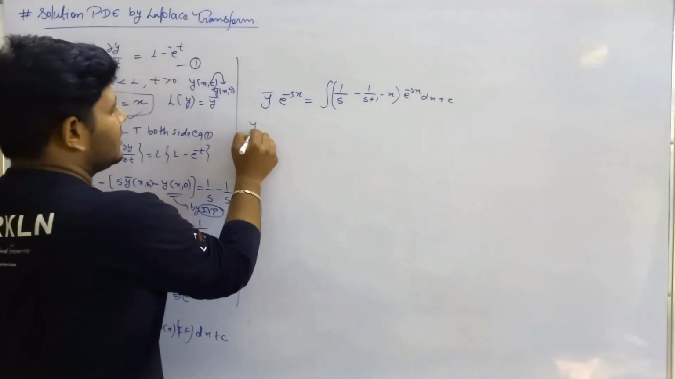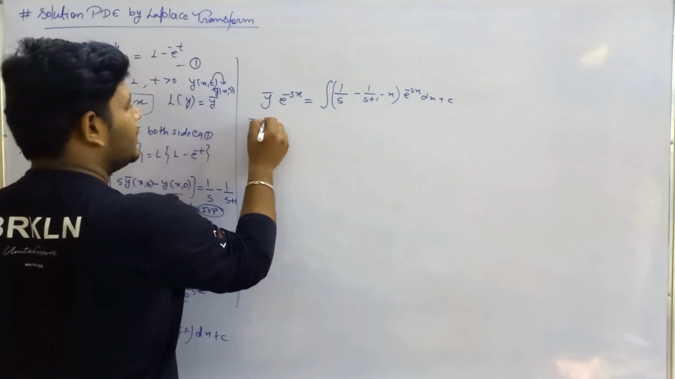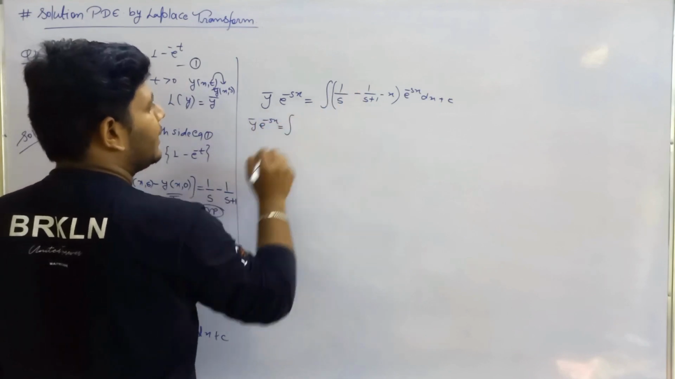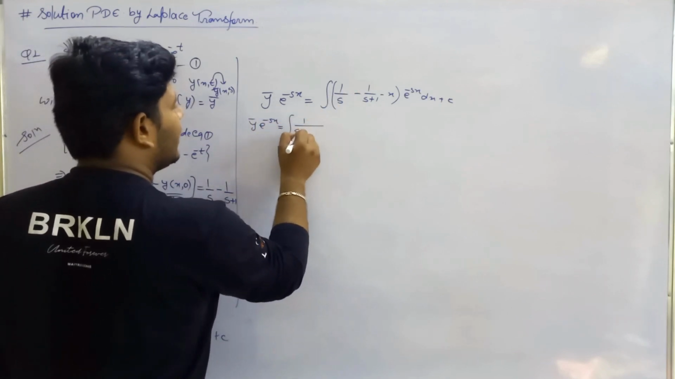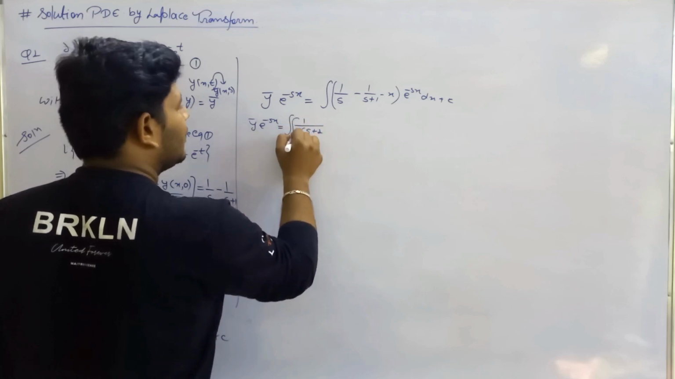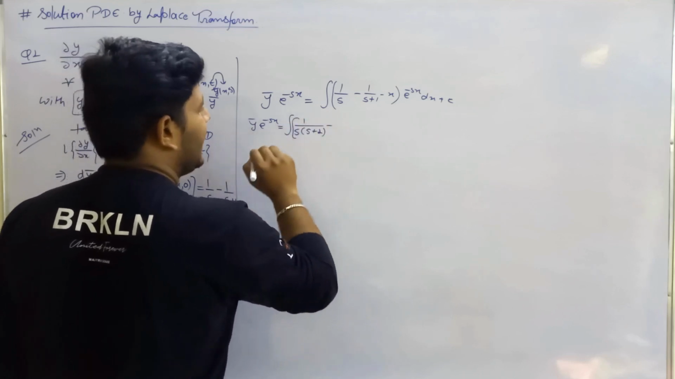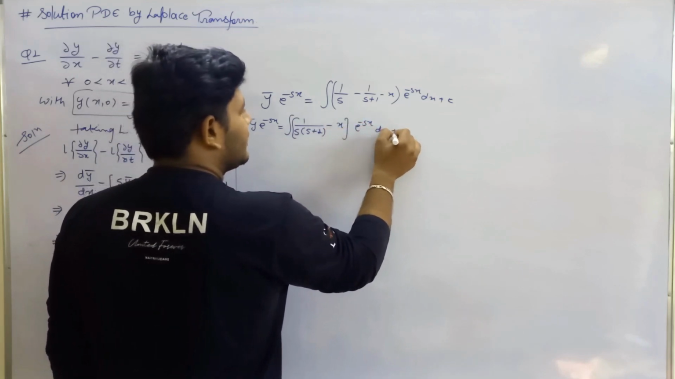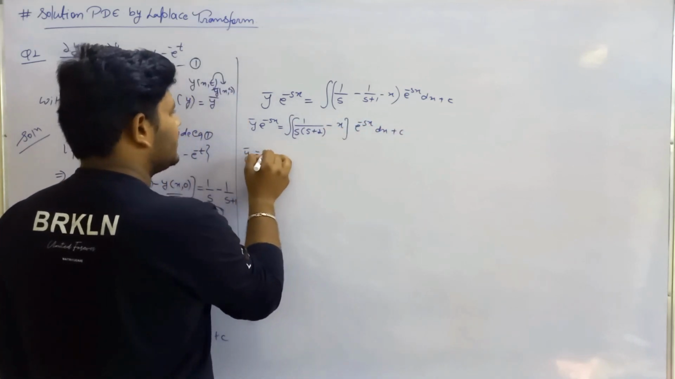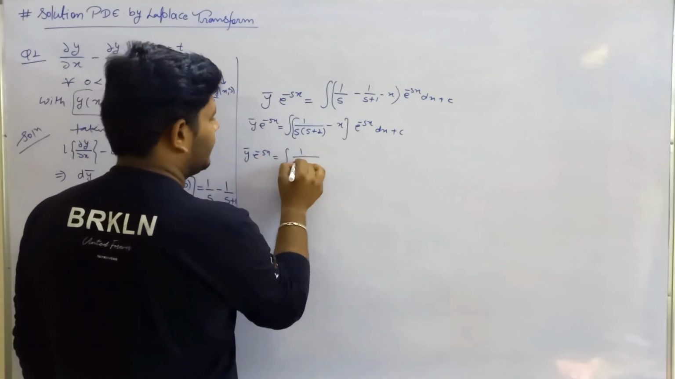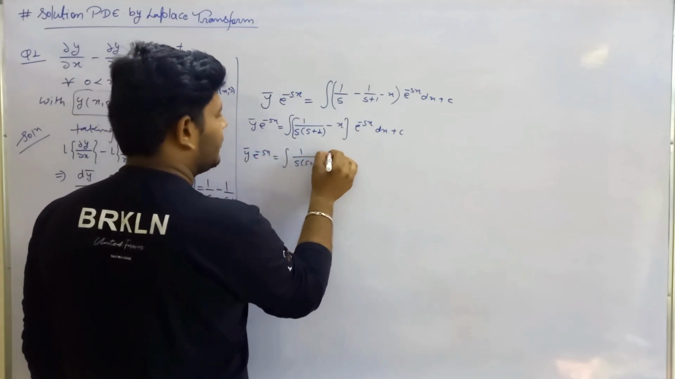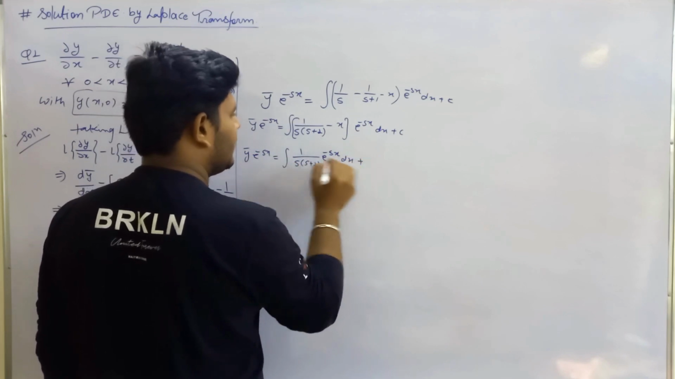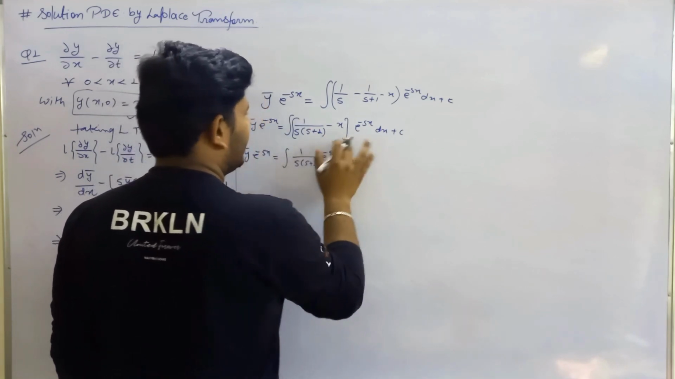Now solve this integration. y bar e to the power minus sx equals, I can write, 1 upon s into s plus 1, minus x, times e to the power minus sx dx, plus c. Now integrate this term, it is very easy. So 1 upon s into s plus 1 times e to the power minus sx dx, on multiplying both sides here and here.